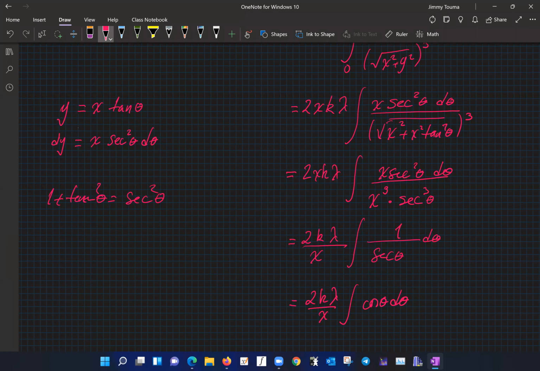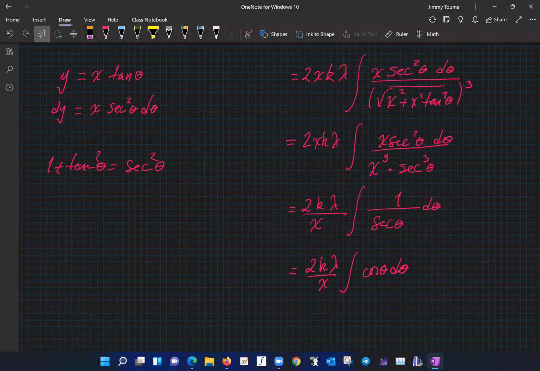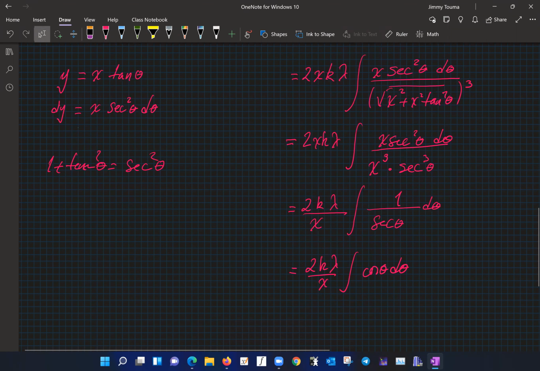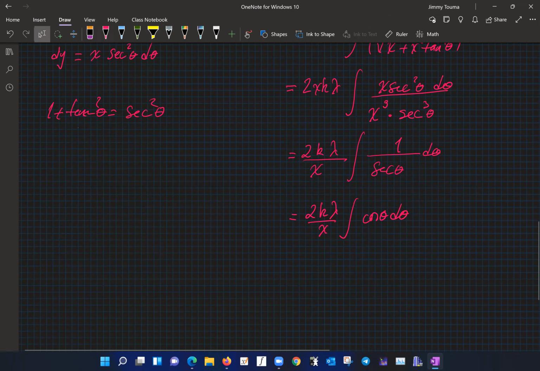So now my limits, I could do a change of variable of my limits, from when y is 0, I can find what theta is, and when y is infinity, I can find what theta is. Or I can integrate this, then go back to the y limits. Let's keep everything in y. What's the integral of the cosine? That's the sine of theta.